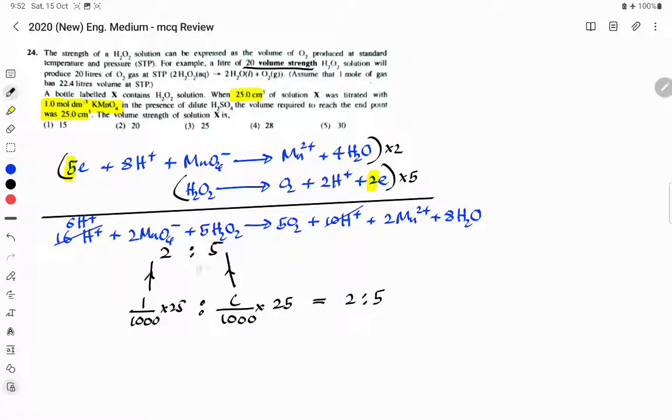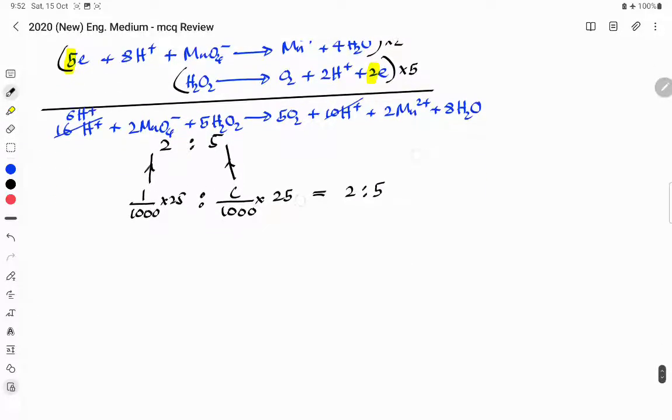Now let's simplify this. We can make it a division here. So this 1/1000 will be cancelled off. This 25 will be cancelled off. So 1/C will be equal to 2/5. So C will be 2.5 moles per decimeter cube. So this is the molar concentration of hydrogen peroxide.